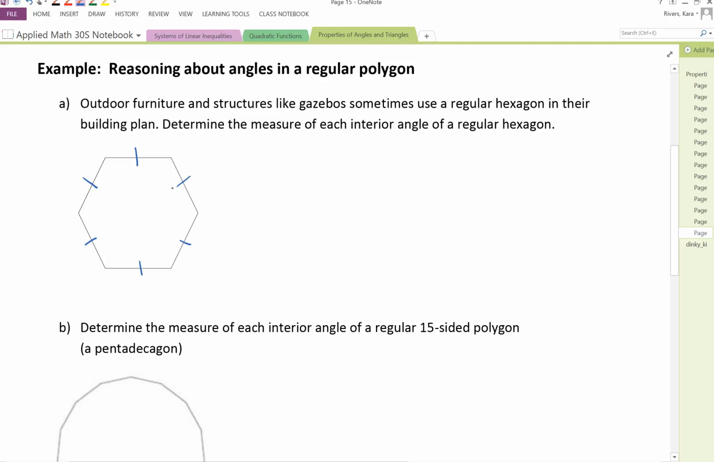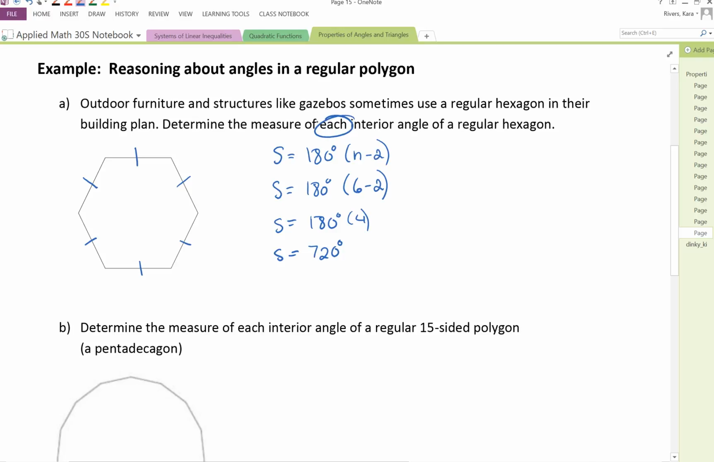So we've got a hexagon, meaning we have 6 sides. So the sum of the interior angles would be 180 degrees times n minus 2, where n is the number of sides. Here I have 180 degrees then times 6 minus 2. 180 degrees times 4, or 720 degrees. Now that's for all of the interior angles. They're asking for each interior angle.